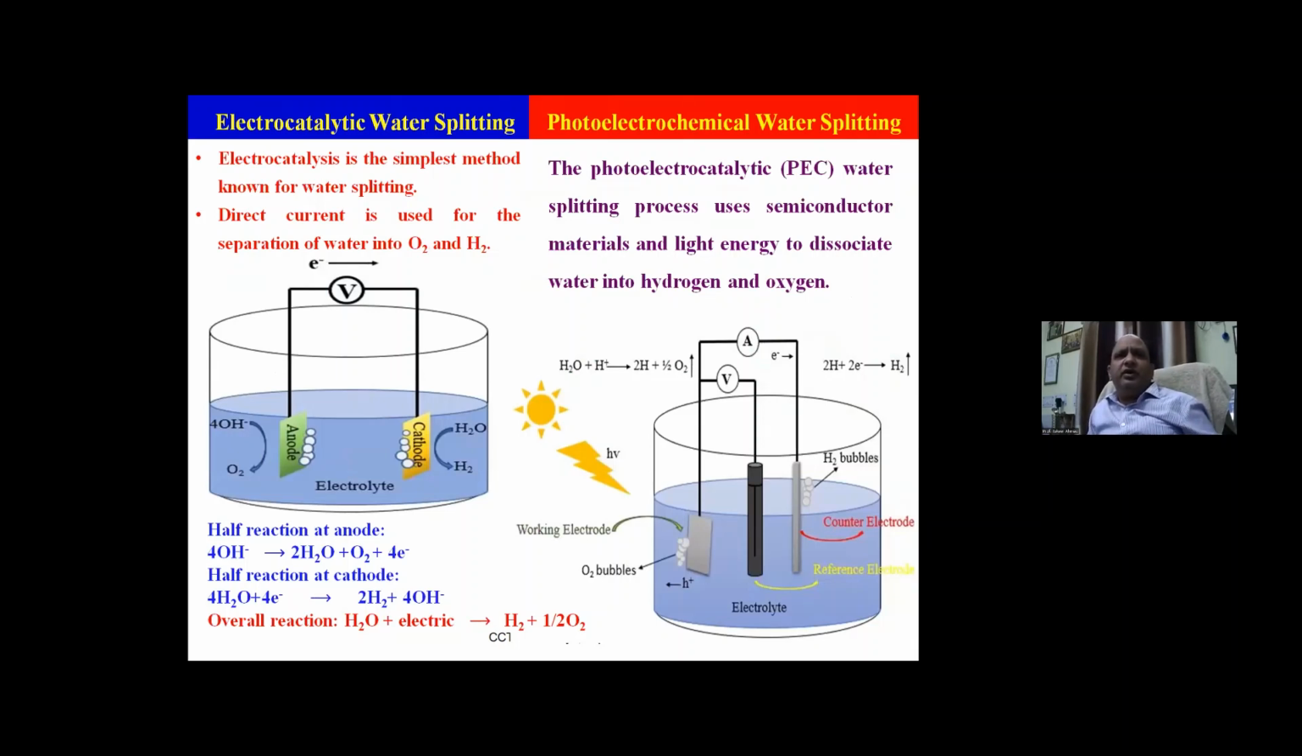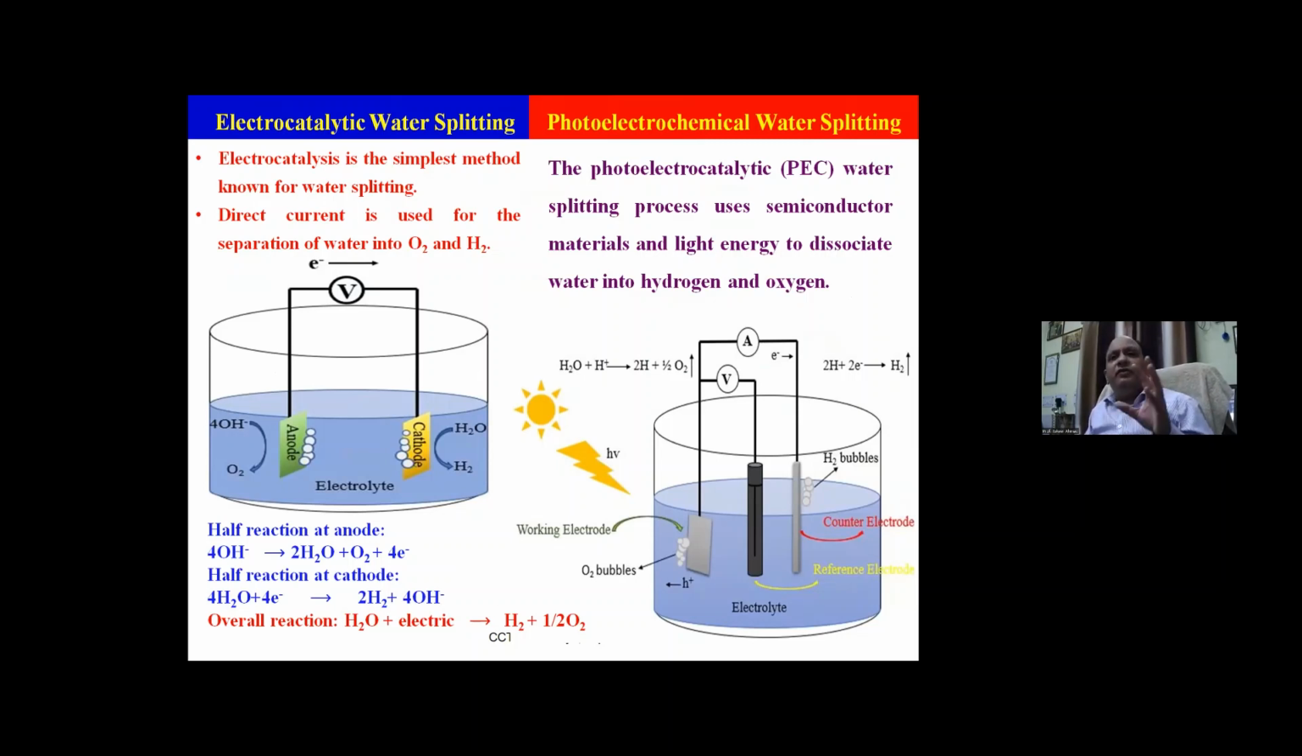Electrochemistry, or electrocatalysis, is the simplest known method for water splitting. Here we use direct current for the separation of water into hydrogen and oxygen. Generally the hydrogen evolution reaction occurs at the cathode, and the oxygen evolution reaction occurs at the anode. These are the two half-cell reactions. This is the reaction for the complete cell.